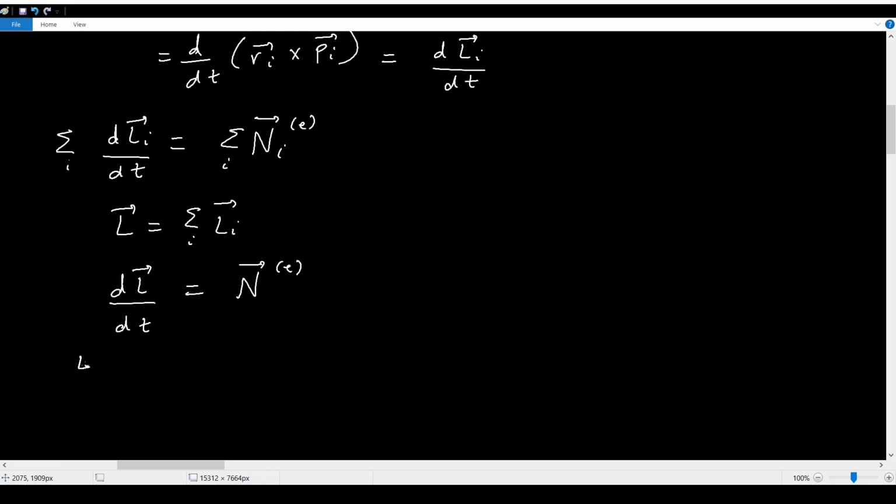And going further, we can deduce that if the net external torque on the system of particles is 0, then the total angular momentum is a constant vector. What this essentially gives us is that if the net external torque on the system is 0, then the total angular momentum defined in this way is a constant vector. This is the conservation of angular momentum.